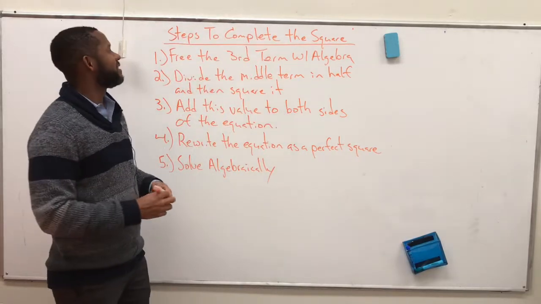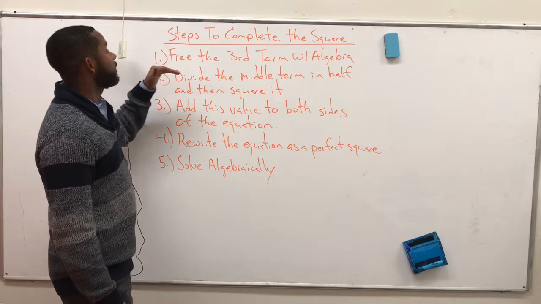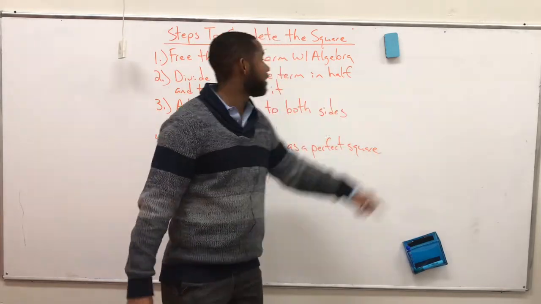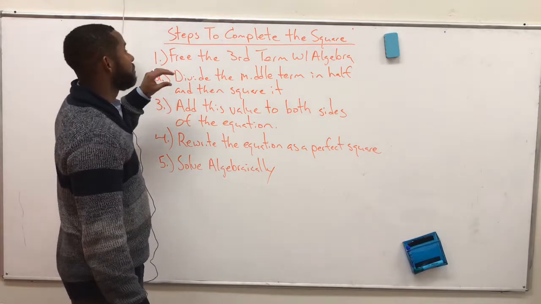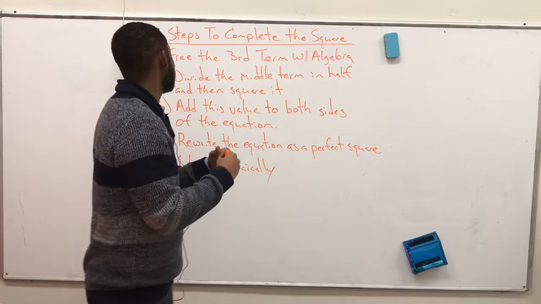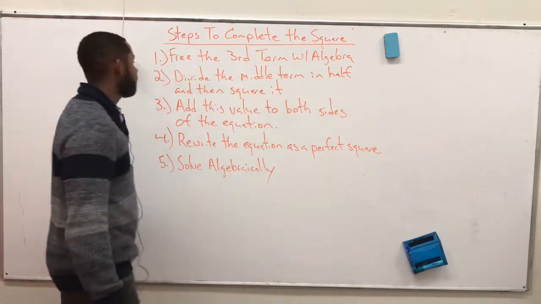All right, so it's the last piece. These are your steps to completing the square. First, you're going to free that third term with algebra. That's when we use the add or subtract to move it to the other side. You're going to look at that middle term and divide it in half, because remember, you want the same number to add up to the middle term. And then you're going to square it to get your new third term.